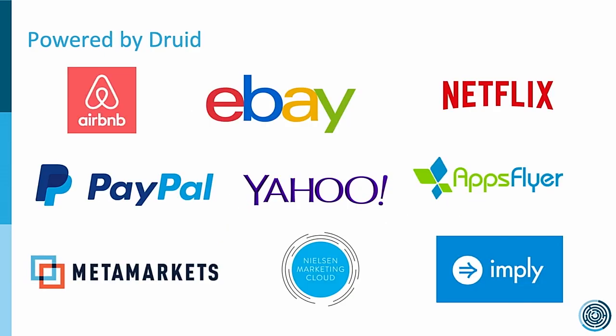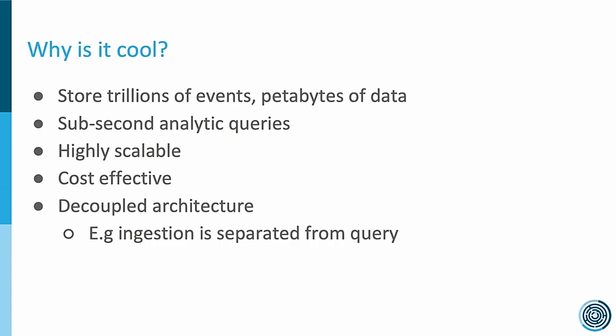Just to give you a basic understanding of which companies are using Druid in production. You can see there are companies of all sorts, all shapes and sizes, like Airbnb, eBay, the Israeli AppsFlyer company that helped us initially with Druid, and other companies. Why is it cool? It can store trillions of events and petabytes of data. It can serve analytic queries in sub-second, which is what we need. It's very scalable and cost-effective. And it has a decoupled architecture. For example, the ingestion layer is separated from the query layer, as opposed to what we've seen in Elasticsearch before.